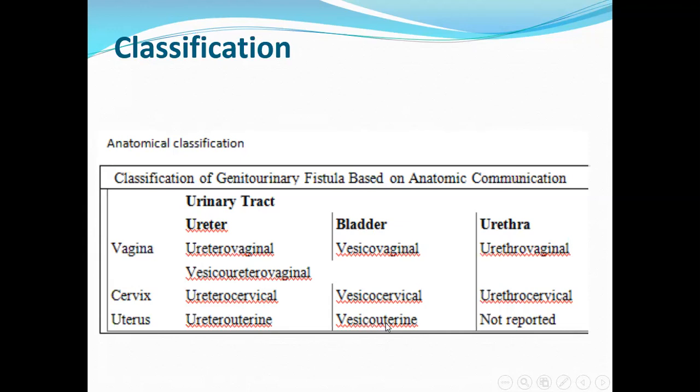Vesico-cervical, vesico-uterine. This usually happen with cesarean sections. لما المريضة تسوي cesarean sections هواي ممكن تنتهي بvesico-uterine fistula. Urethro-vaginal, if it involves the urethra and the vagina. Urethro-cervical, and there is no urethro-uterine because of the distance between the urethra and the uterus, so unlikely to communicate.